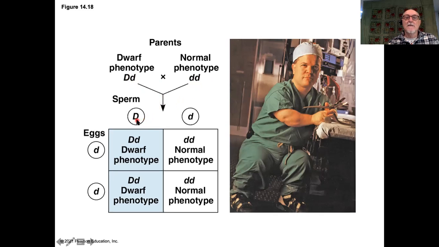And what the possibilities are: big D, little d for sperm, little d for the eggs. And in this case, what do we have? We would have a 50-50 likelihood of producing the dwarf phenotype: big D, little d, big D, little d, dwarf, dwarf, normal, normal. This should remind you of something. This looks like a test cross, right? We've crossed a homozygous recessive with a heterozygote, and this is what we get. We get a 50-50 distribution.